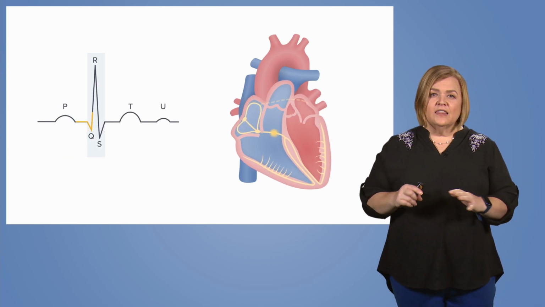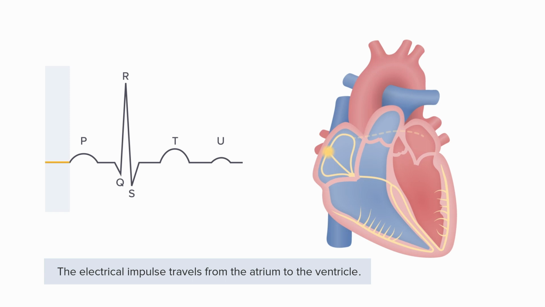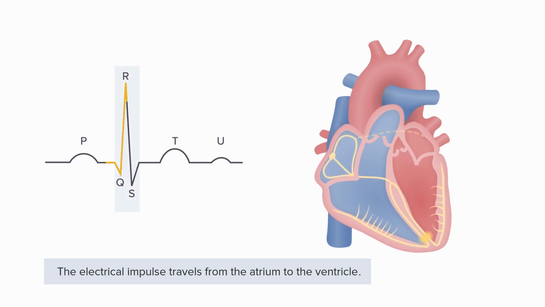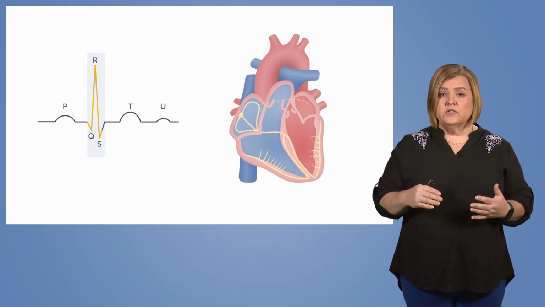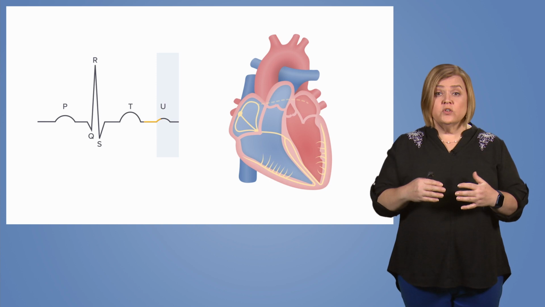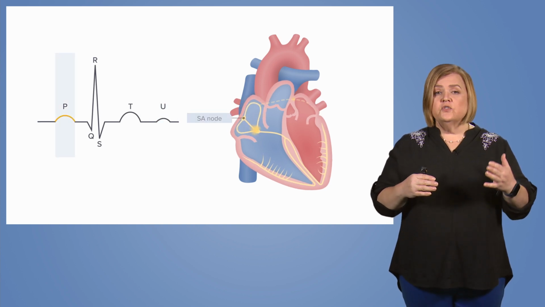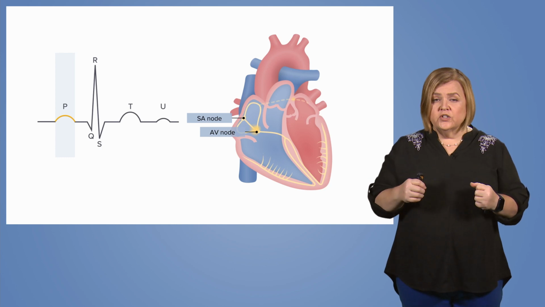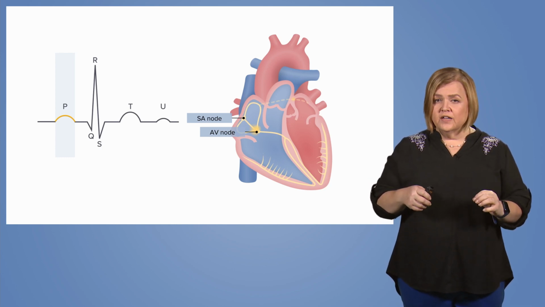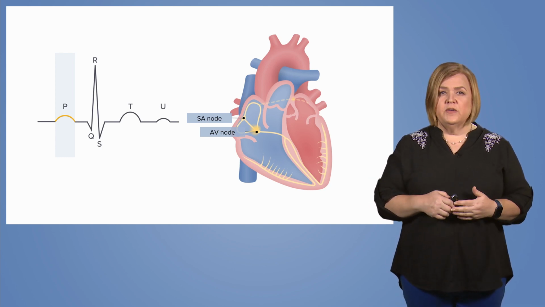Now, once again, let's recap. Remember, the electrical impulse travels from the atria to the ventricles, and its trajectory is what's going to get documented on the ECG strip. So at first, the electrical impulse gets created at the SA, or sinoatrial node, and starts traveling toward the AV node. This causes contraction of the musculature of the atria and the formation of the P wave.